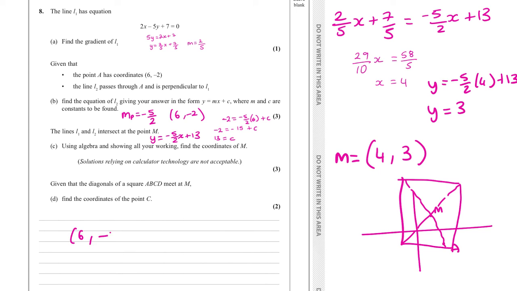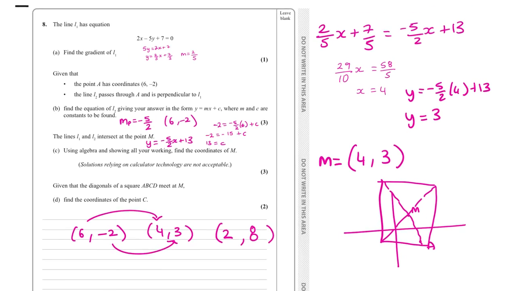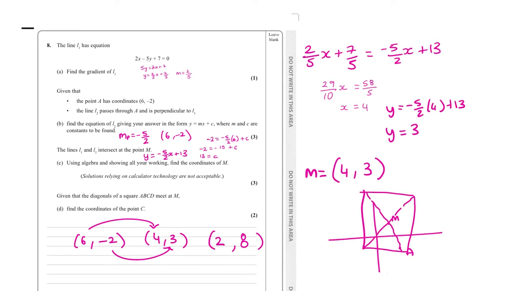So basically, we go from 6, negative 2 to 4, 3. Now for our missing coordinate, how do I get from 6 to 4? Minus 2. So I'm going to minus 2 again, and I get 2. How do I get from negative 2 to 3? Plus 5. So 3 plus 5 is 8. So the coordinates of C are 2, 8. No way is that easy. Let me just get the mark scheme up. Okay, that's completely correct.